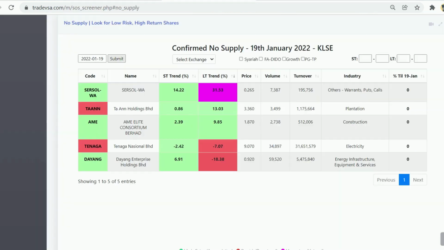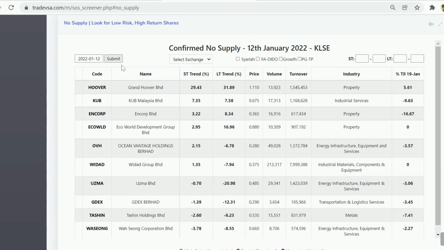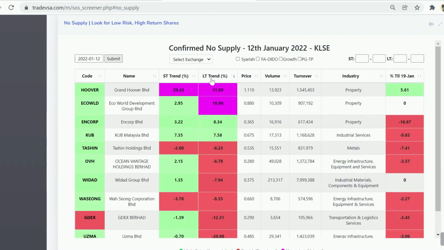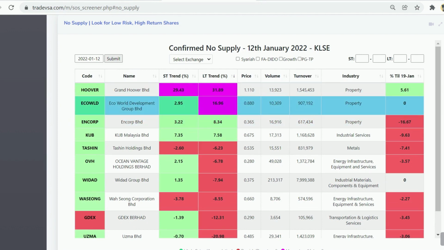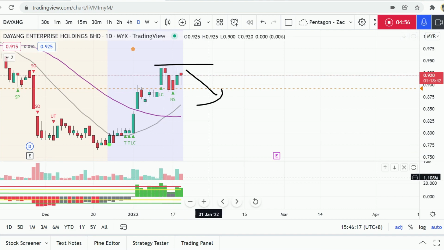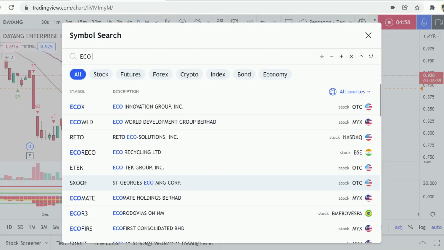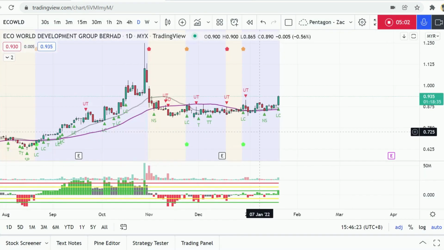Now the next one, I would like to bring attention to the 12th of January. This is how ECOWLD is in the list over here. We got LT 16% with ST 2%. So I think the setup here is probably slightly better compared to Dayang. Not to say that Dayang cannot move higher, but we want to see your overall objective of the trades.